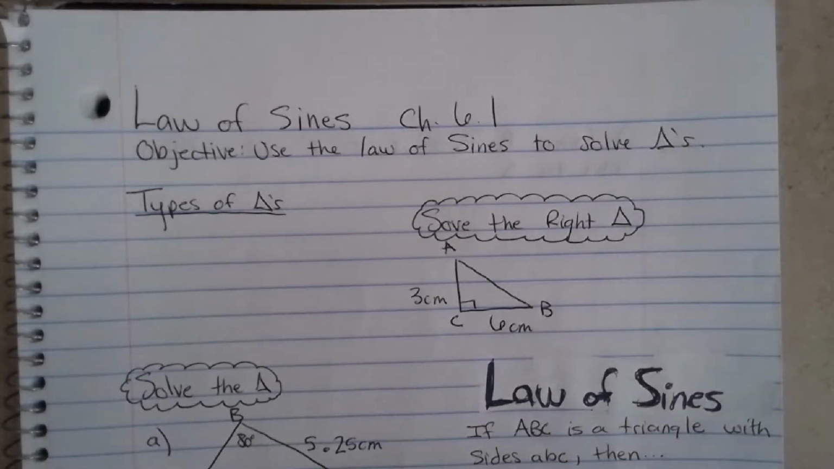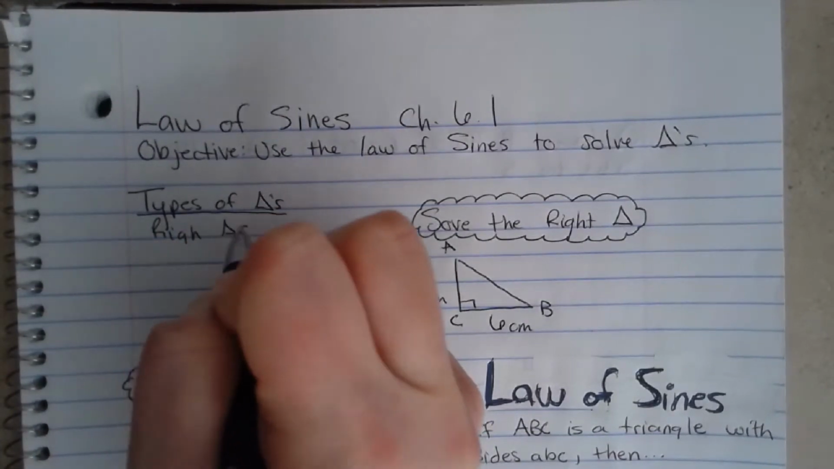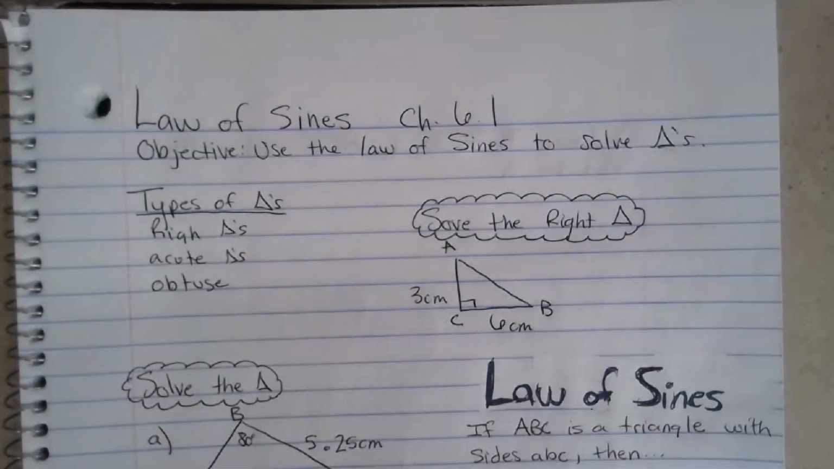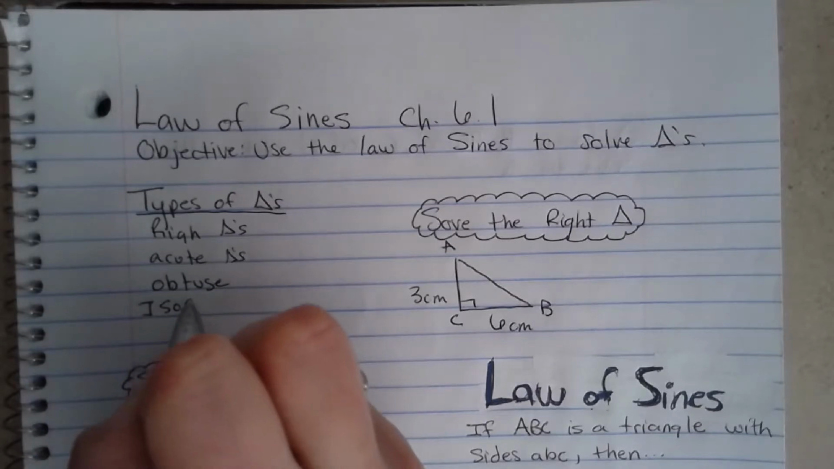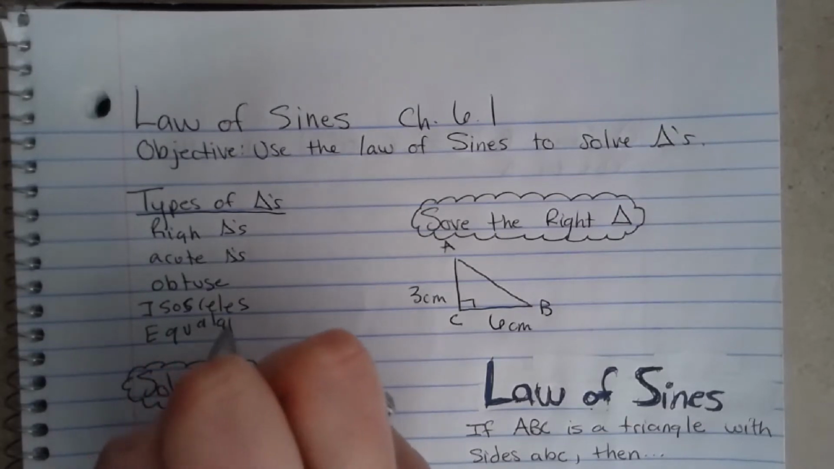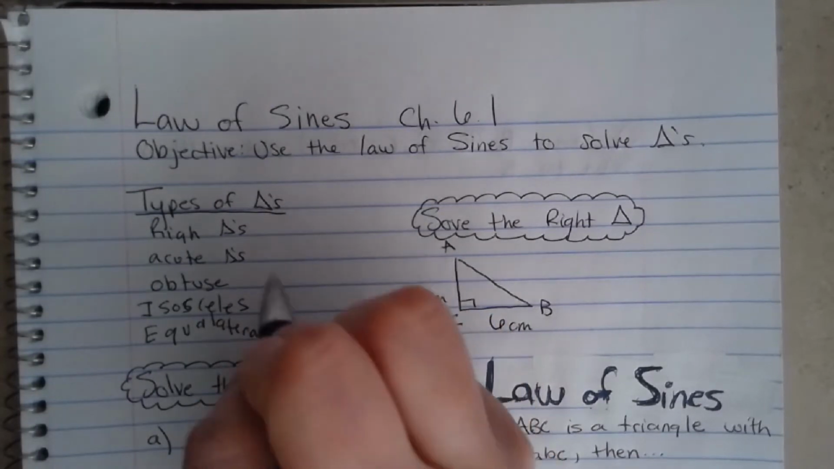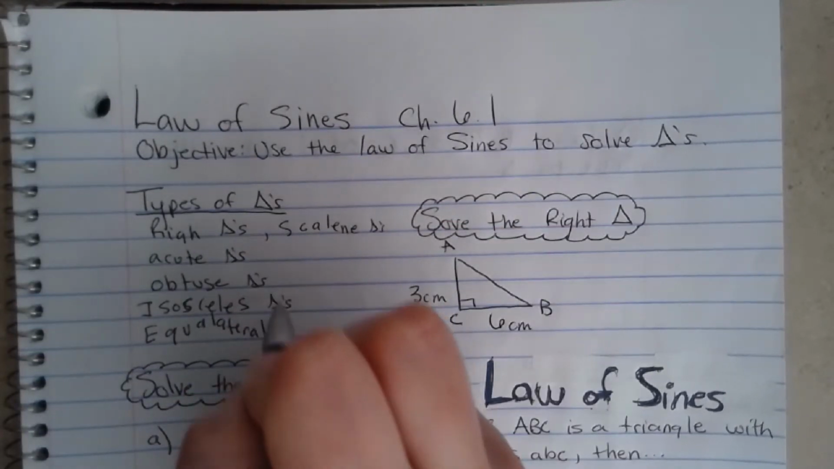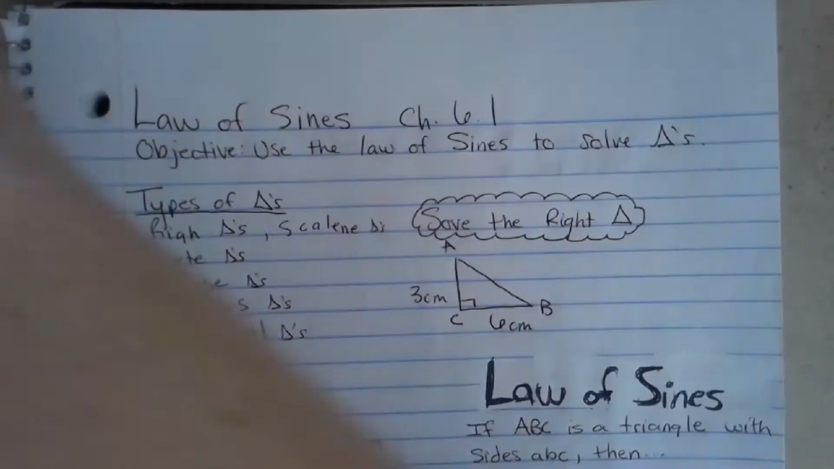We are doing the law of sines. Our objective today is to use the law of sines to solve triangles. If we think about the types of triangles, there are right triangles, acute, obtuse. What else are there? There are equilateral, isosceles, scalene. I mean, we've got quite a lot, so there are a lot of different types of triangles.